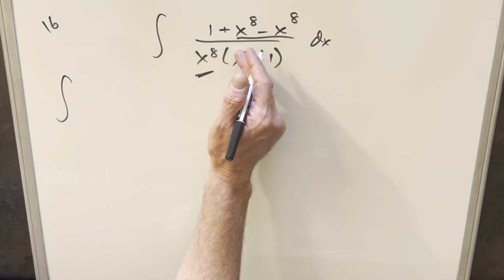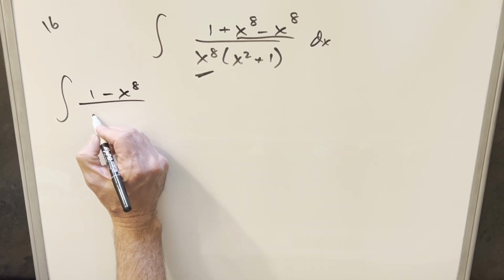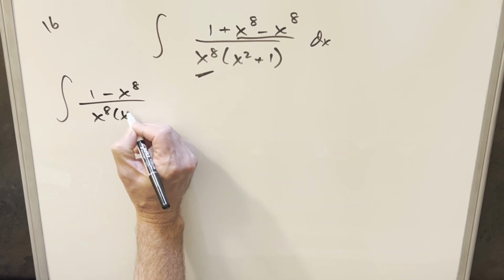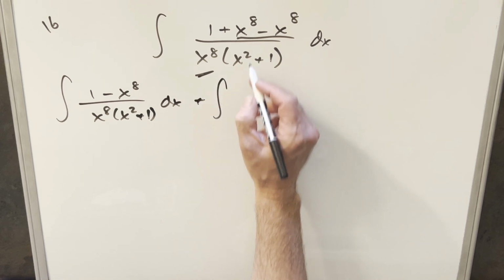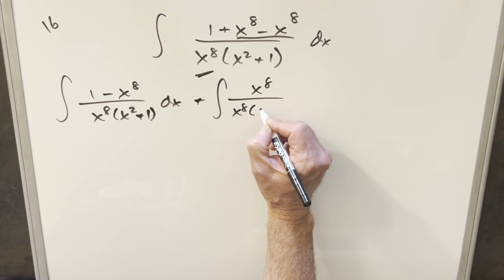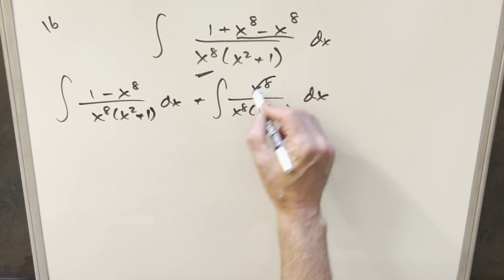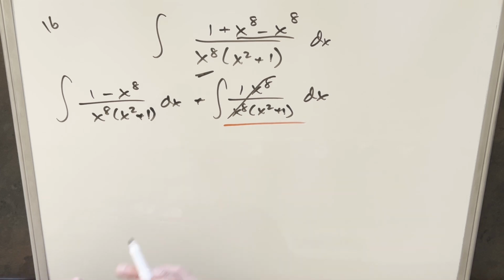I'm going to first do the 1 minus x to the 8th. I'm going to keep that in a separate integral. So we'll have 1 minus x to the 8th over the same denominator. And then the second one, this is where we want to get the cancellation with this positive x to the 8th. So we'll have x to the 8th over all this. But that way the x to the 8ths cancel right there. So this right here is going to be an easy integral. This is just going to be arctan.